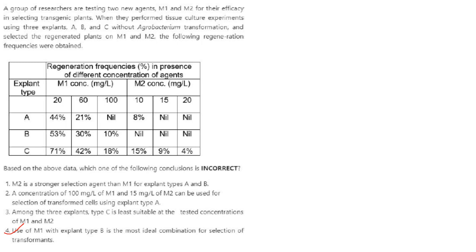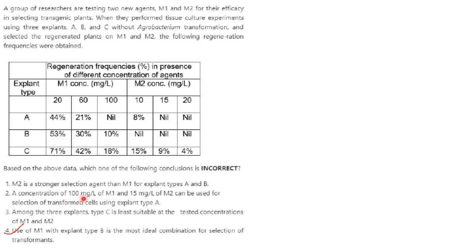So we will see, based on the above data, which one of the following conclusions is incorrect. M2 is a stronger selection agent than M1 for explant types A and B. So that is correct, because you are getting more death in case of M2 than in M1. So option 1 is correct.